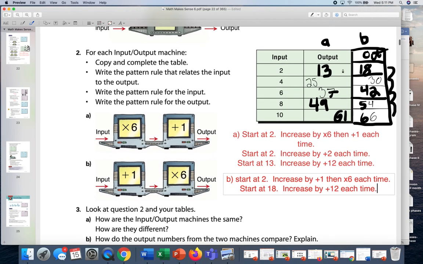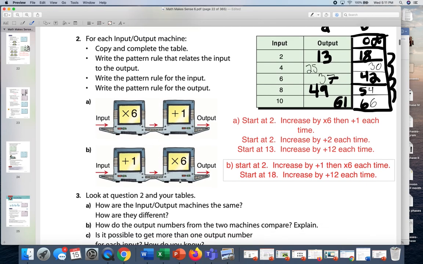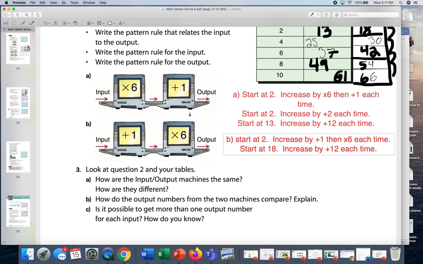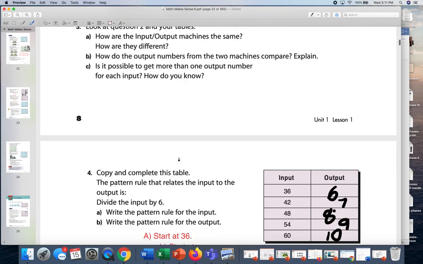Well, they're totally different, right? So even though we have the same numbers, it tells us that the order with which we apply the operations or the machines matters to the outcome. So we cannot just flip it. You're not going to get the same answers.